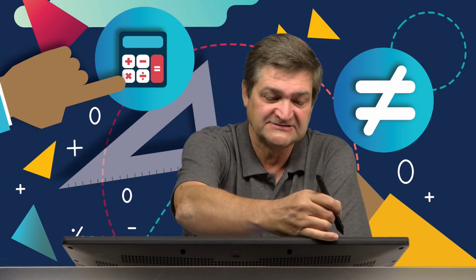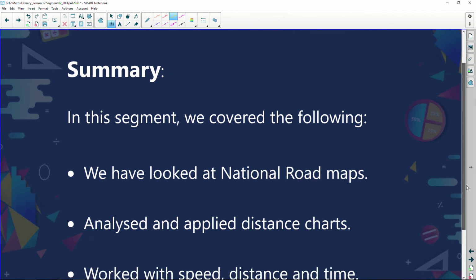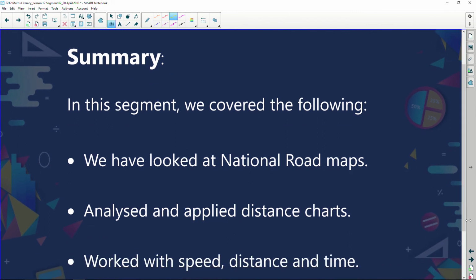So our time is up. Let's just summarize quickly what we've done. In this segment, we covered the following. We've looked at national roadmaps. We've analyzed and applied distance charts, and we've worked with speed, distance, and time.